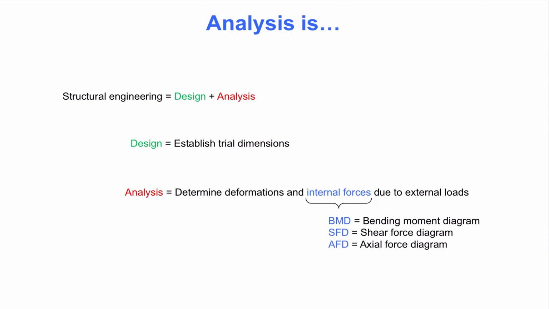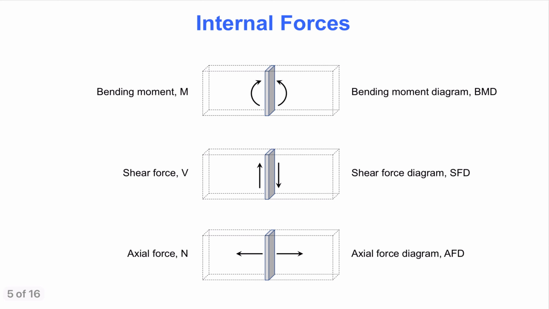In this course on equilibrium, we will not address the calculation of deformations. Rather, we are interested in determining certain diagrams for each member. These diagrams show the internal forces that are present inside each member, due to the external loads. In basic structural analysis, where we do not consider torsion, the diagrams we are seeking are the bending moment diagram, the shear force diagram, and the axial force diagram. The next slide visualizes those internal forces.